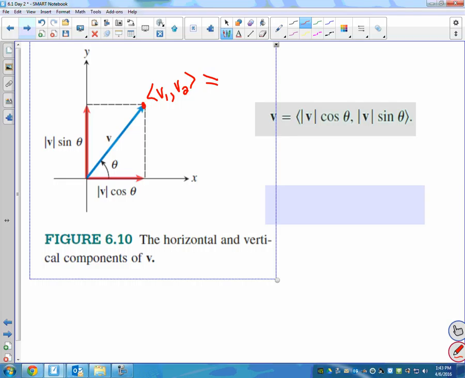Say that again. This formula? Yes, it's just the same as saying v1 comma v2. So like giving the order, or that's the same as if we wanted to put the i and the j with it. Okay?